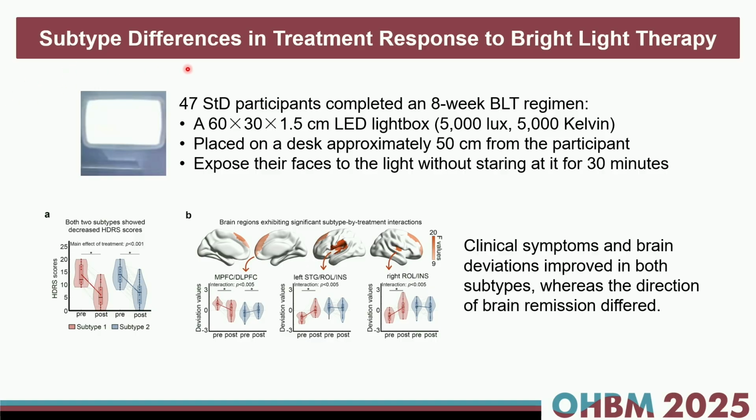To validate the subtype differences in treatment responses, we also included a subsample who received 8-week bright light therapy. Bright light therapy is a simple, safe, and effective method for treating depression and subthreshold depression. We found both subtypes showed clinical improvement and normalization of brain deviations after treatment, but the direction of brain remission differed between the 2 subtypes. This finding suggests that the 2 subtypes might have different treatment mechanisms.